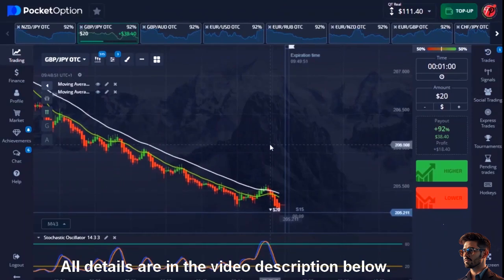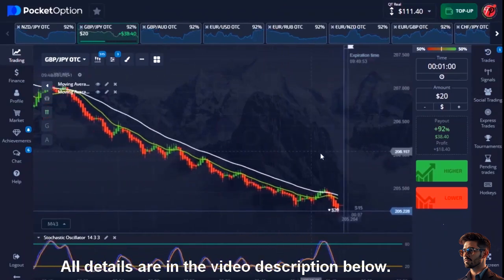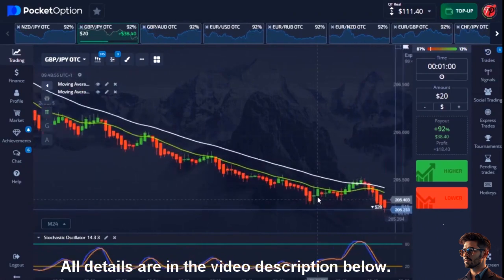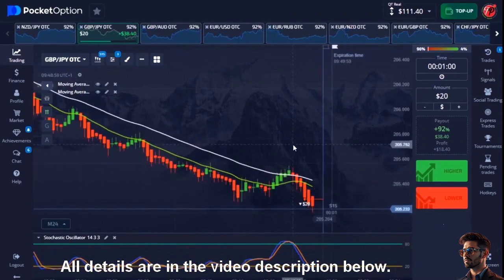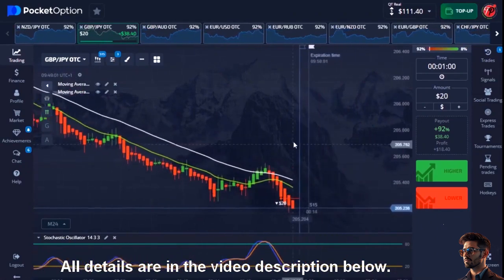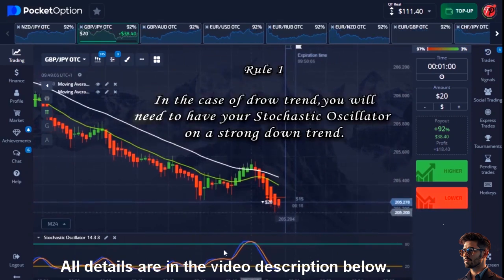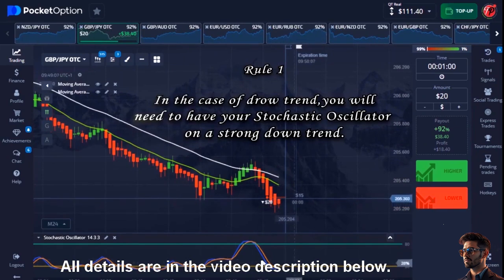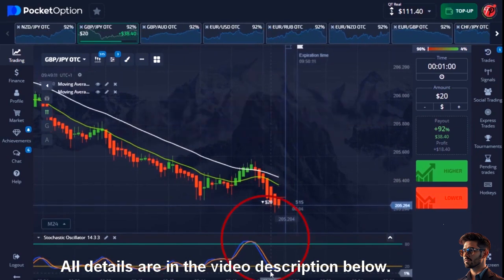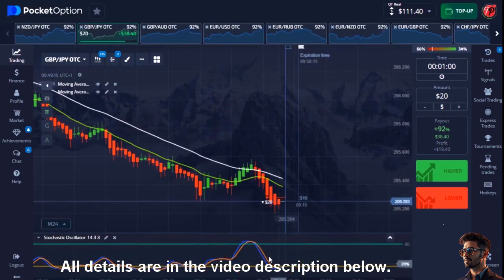So how this strategy works in general is very simple. The number one thing, like I said earlier, is that we are working with a trend, a very powerful trend. For example, if you are going for a down trade, the number one thing you always need to keep in mind is to have your stochastic in a very strong downtrend. As you can see right here, our stochastic is coming down right from this position, and I have it in a very strong downtrend.